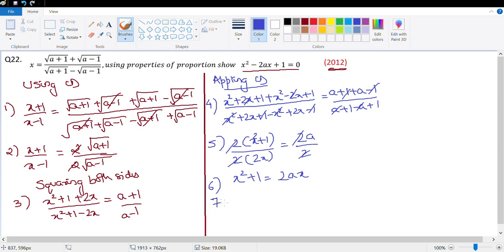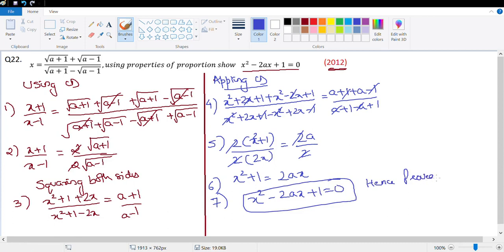So let's bring 2ax on this side. So x square minus 2ax plus 1 is equal to 0. Hence, proof. That's exactly what they wanted us to prove. We've been able to do it using componendo and dividendo 2 times and squaring both sides. These are the three elements which we used. Let's go on and do the next question.